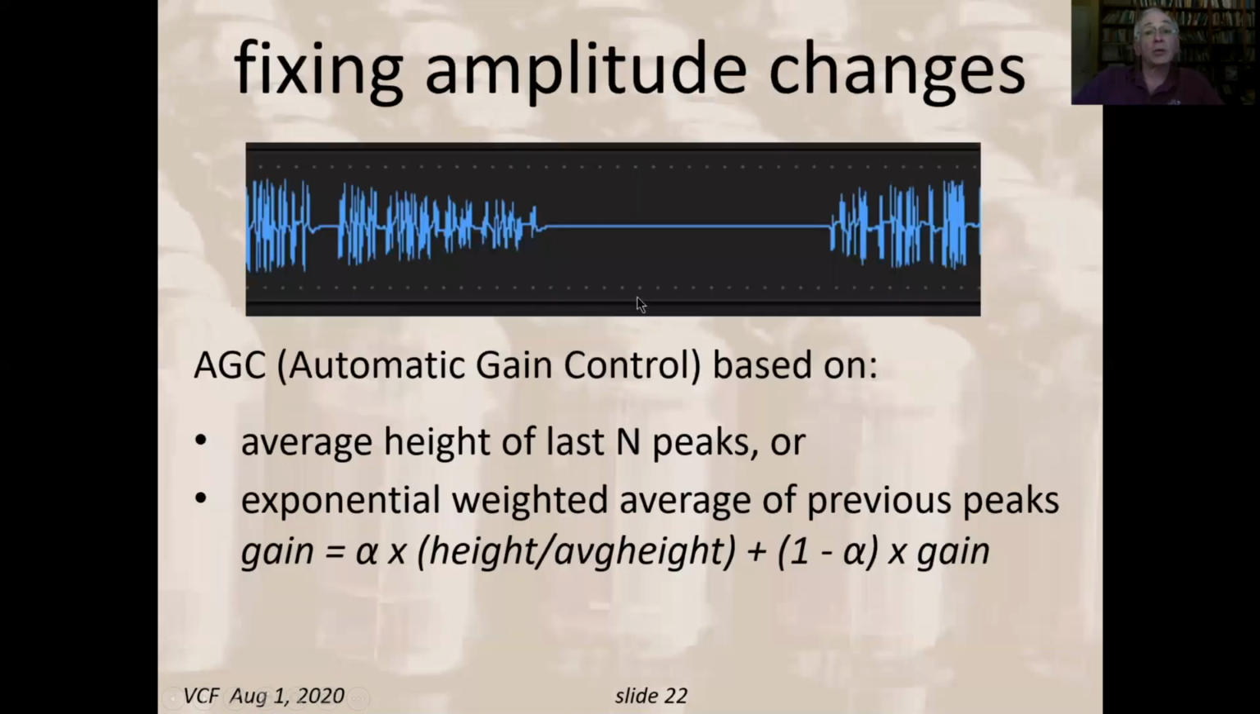Another problem to deal with is amplitude changes. As the tape is read, or maybe as it was written, the amplitude varies, and if you're doing especially peak detection, that can cause a problem. So we implement automatic gain control that's either based on average of the last few peaks or an exponential weighted average of the previous peaks. And again, these are things that you can control in the parameter sets that you provide to the program.